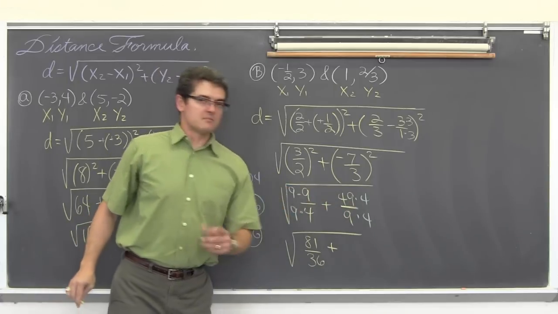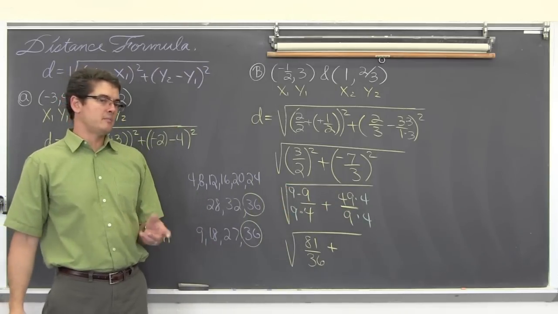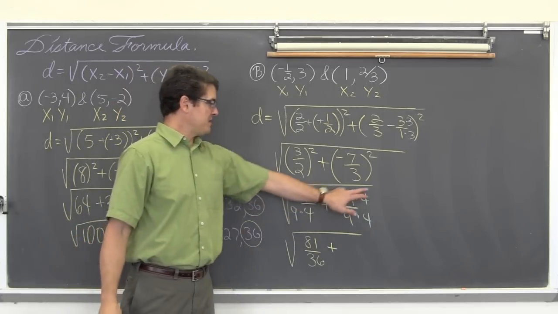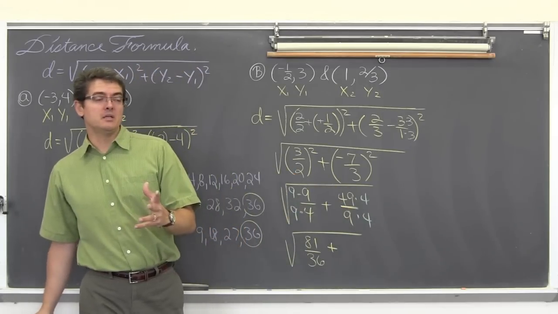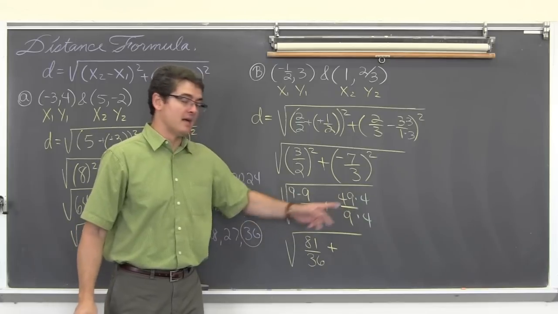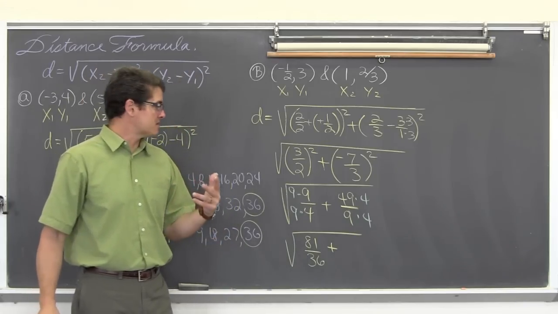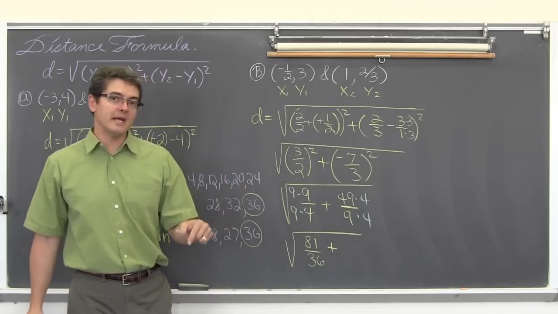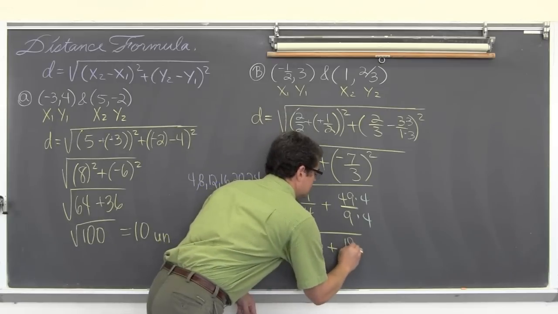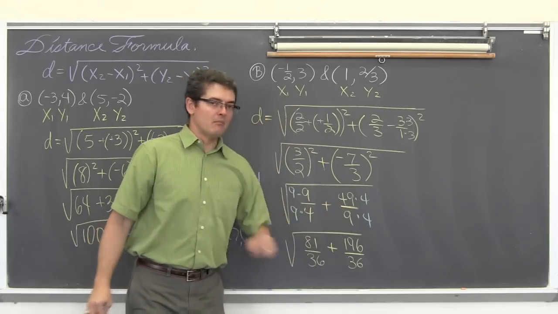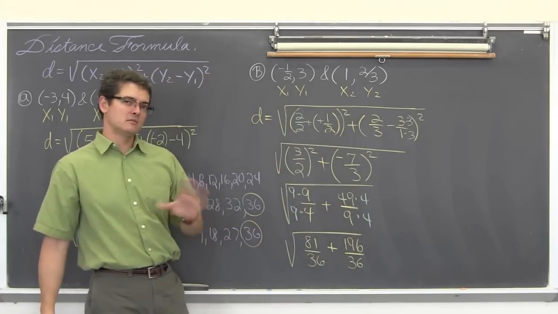Okay, now 49 times 4 might be a little bit tough to do in your head, but it's only 1 away from 50. So 50 times 4 is 200. But it's not 200 because it's 1 less. It's 1 less 4 times. So it's actually not 200, but 196 over 36. Now, if you didn't catch that, mental math is really kind of best doing the opposite direction.